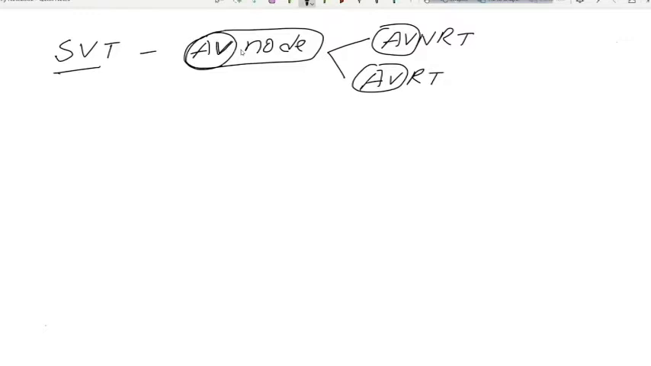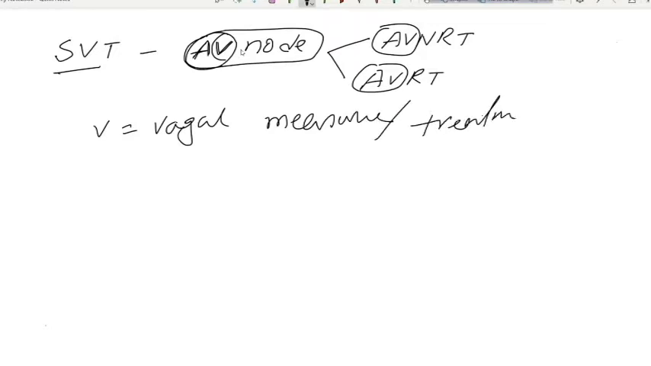AV, from the word A and V, at first we use this V. V for vagal measures or vagal treatment. Actually, we are talking about the treatment protocol of SVT. At first, we will take the V, that is the vagal measures. What do you mean by vagal measures?